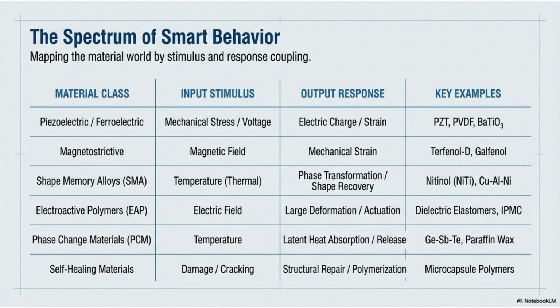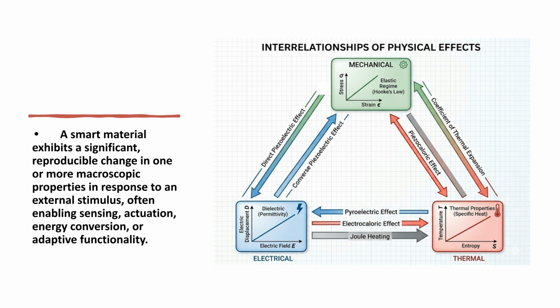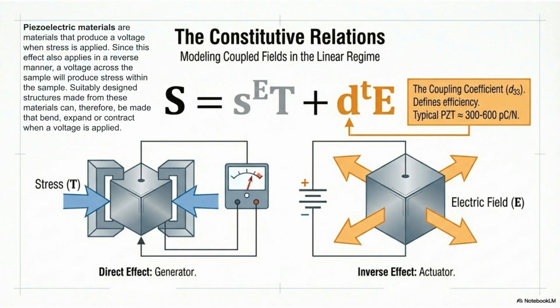Examples include piezoelectric materials responding to mechanical stress with an electric charge, and shape memory alloys using temperature to recover shape. A smart material shows a significant, reproducible change in macroscopic properties from an external stimulus, enabling sensing, actuation, energy conversion, or adaptive functions. This behavior involves coupled physical effects, like mechanical, electrical, and thermal responses.